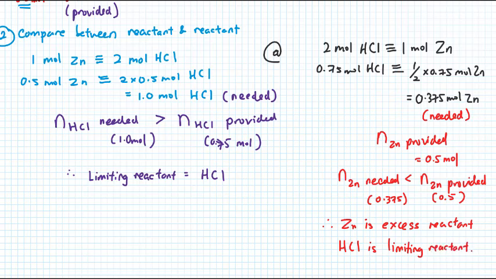So when comparing between reactant and reactant, you only choose one set. Either you start with zinc or you start with HCl.